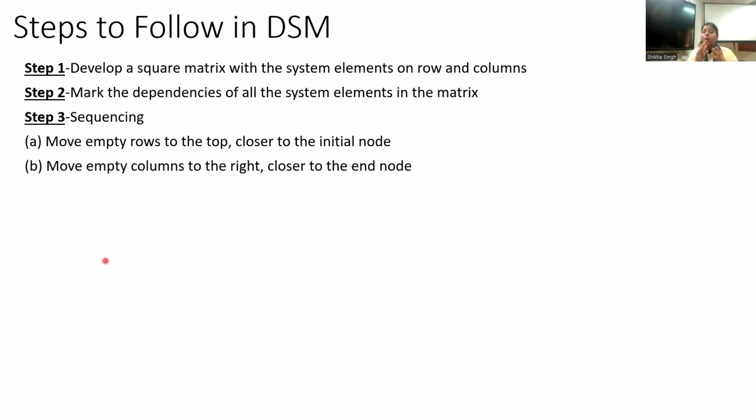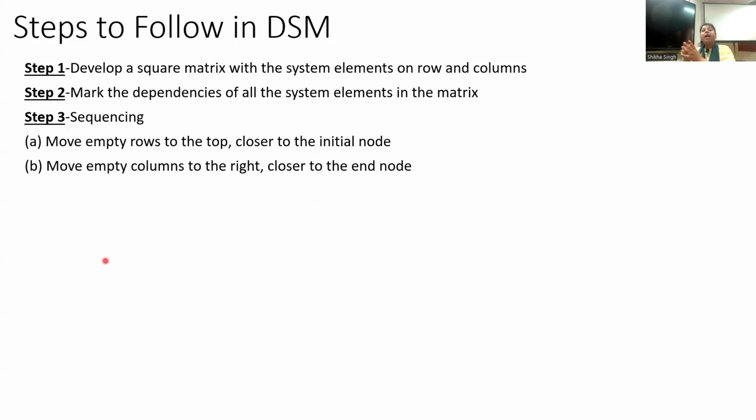So you see, we are just sequencing, right? Then one more statement is mentioned here. Empty columns. What do you mean by empty columns? What interpretation can be made? Empty column means this particular element is not giving information to any of the components or subsystems listed in this particular system. It means that component is not providing information to anyone.